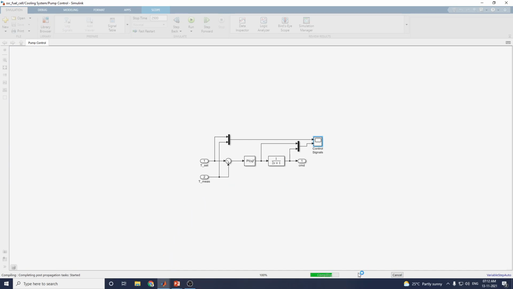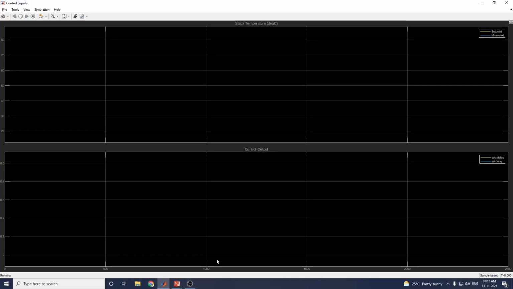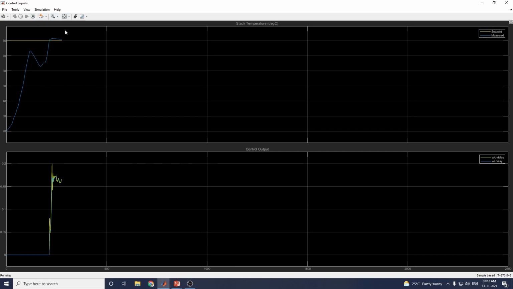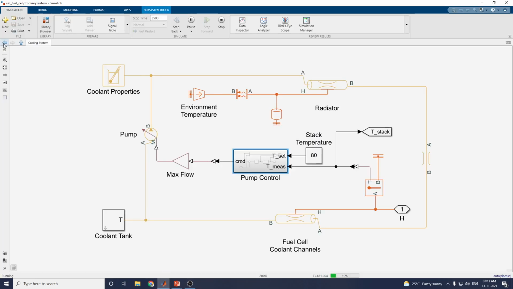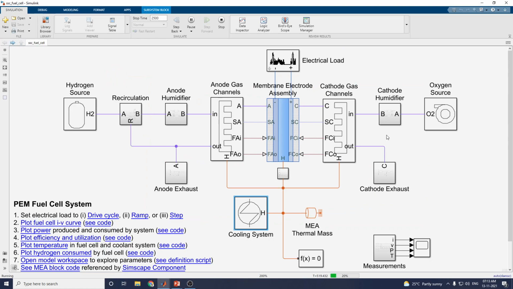Now it's completed. Now we can see the output signal. Here it shows the set point, stack temperature in terms of degrees Celsius, and control signal output without delay and with delay. What we discussed in the section on control signals, stack temperature and control output, it shows. Similarly, you can see the outputs by using these measurement scopes. You can analyze the output.